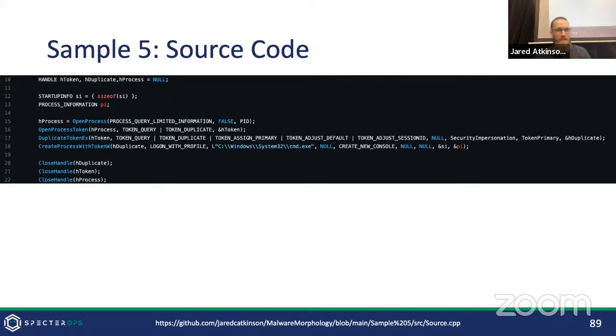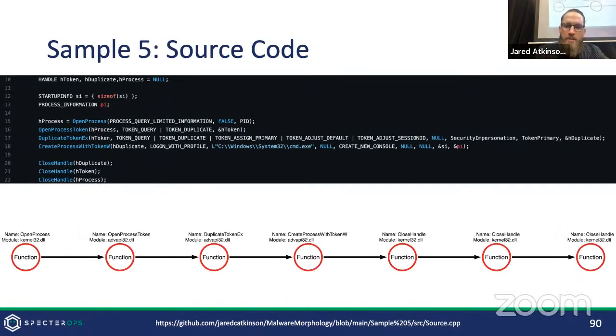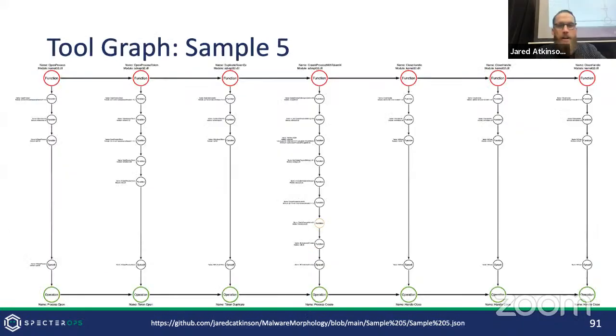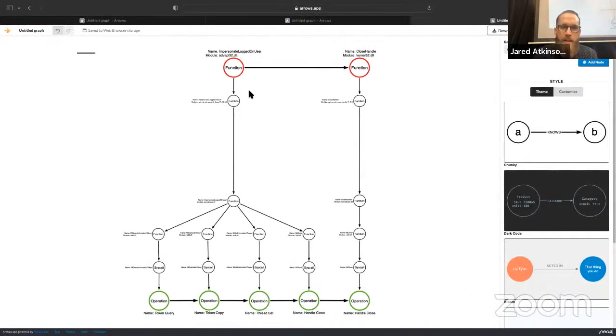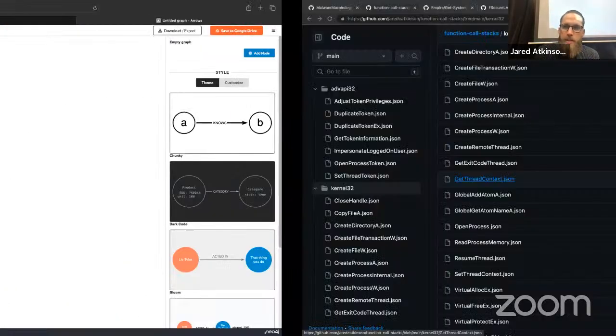Create process, boom, yep. Sometimes, I would say 90% of the time, it's very easy, and then you get really cocky, and then you run into set thread token, and you're like, oh crap, I don't know what that is. Okay, so now we have this function chain, and it ends up making this tool graph, right? So we have process open, token duplicate, process create, handle close, handle close, handle close.